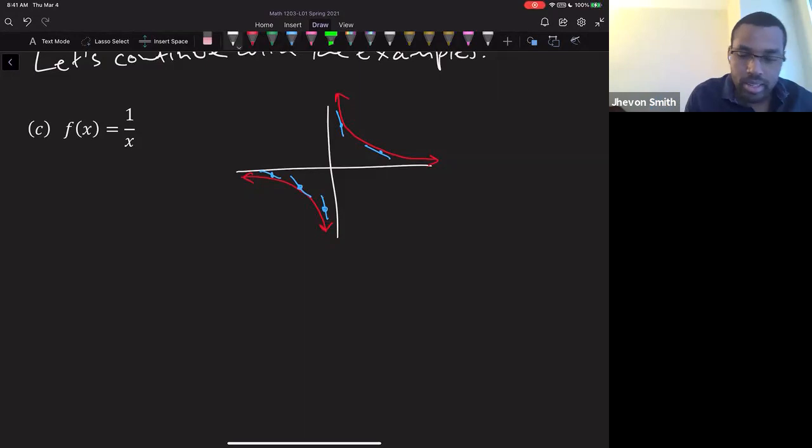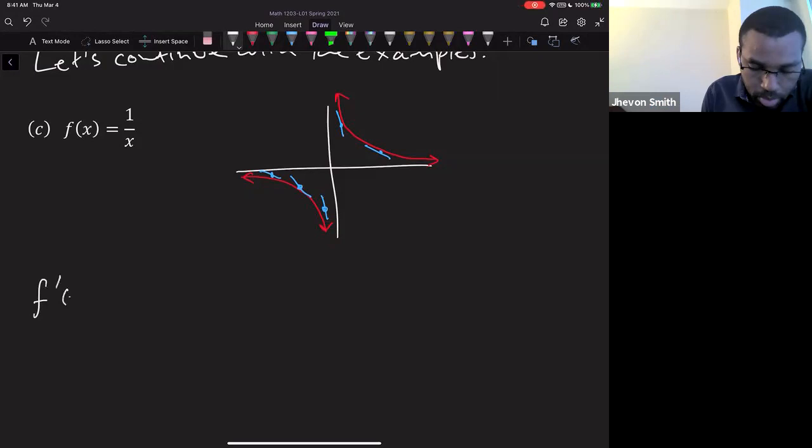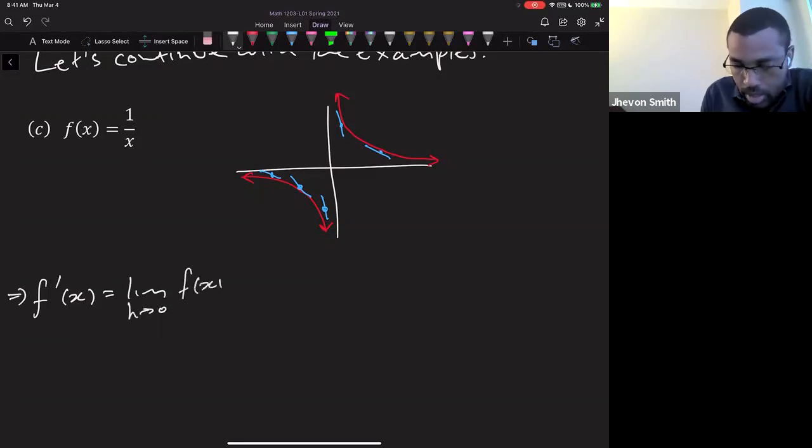So let's actually see what the derivative of this guy is. So here, we know that f prime of x equals the limit as h approaches 0 of f of x plus h minus f of x all over h.